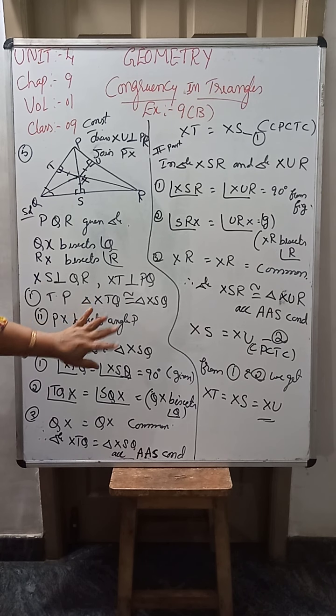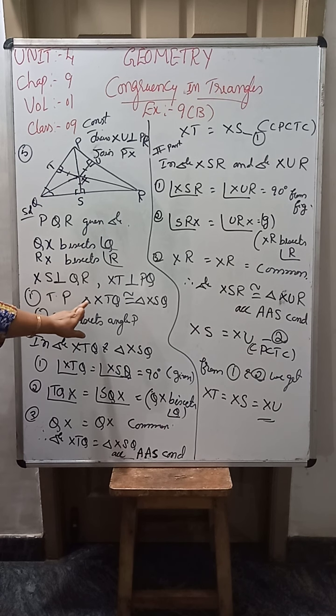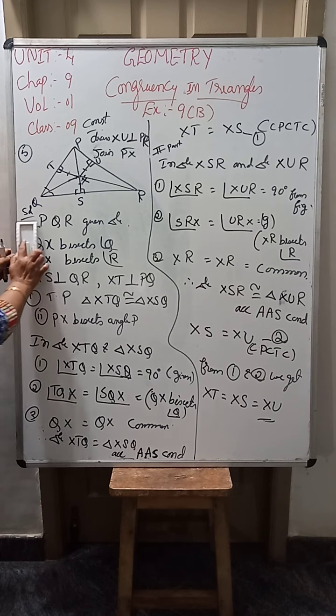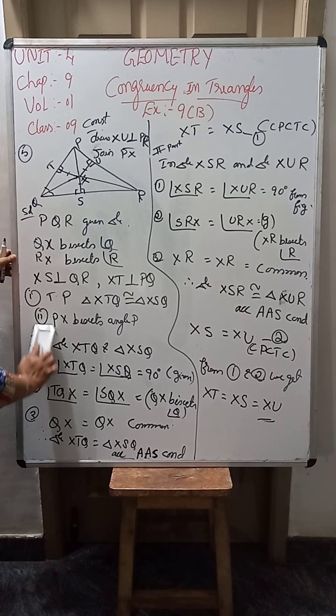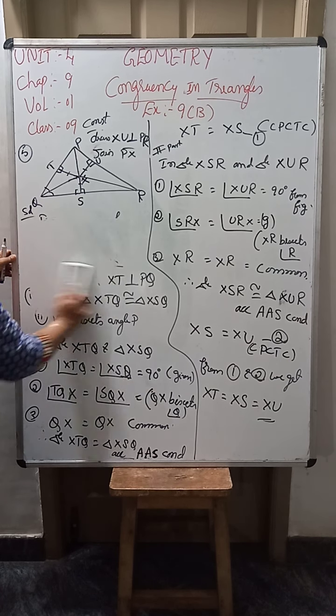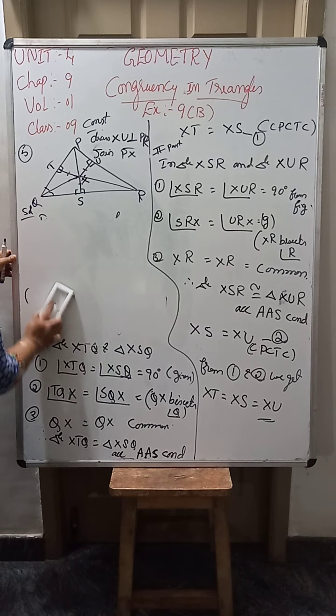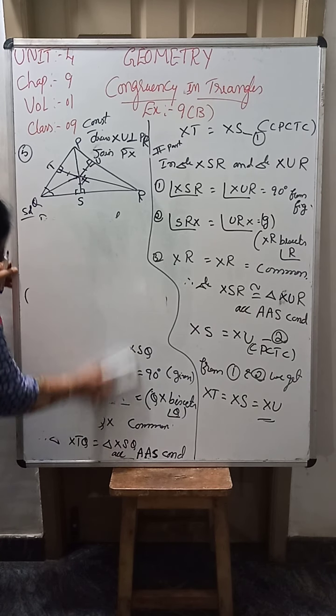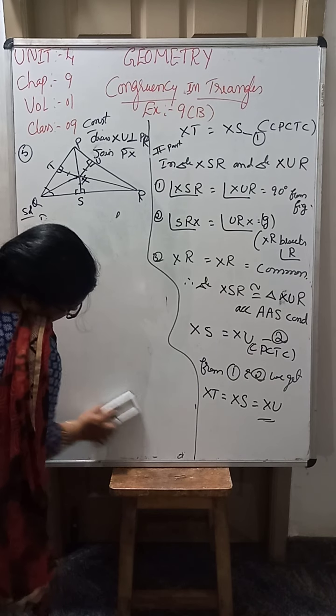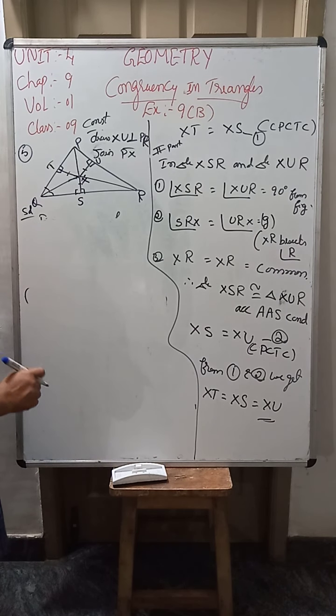Now we have proved this, but we are on the way to prove the second question. So I will rub out this part. Please children, let me rub out this part. So I want this question. I will have to prove the second question: PX bisects the angle P.